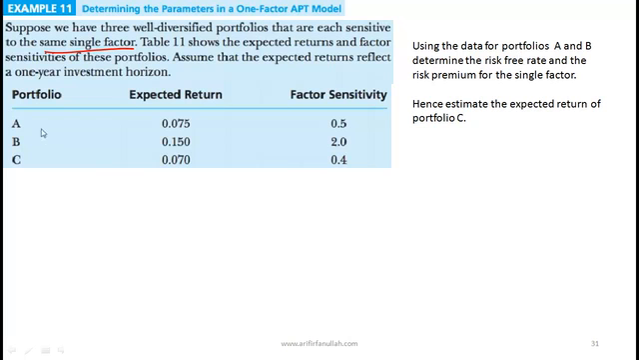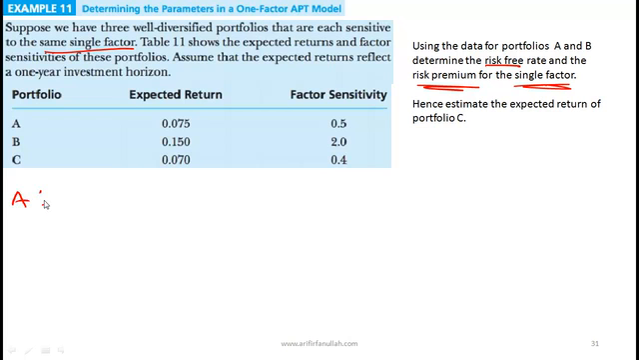Using the data for portfolio A, so we are given the betas or the sensitivities. Using A and B, determine the risk-free rate and the risk premium for the single factor. Just imagine, let's say that single factor is the market risk premium. Can you figure out that risk premium? And can you figure out the risk-free rate implied by this? Give it a shot. All this is fancy terminology, but imagine that you are just creating a CAPM-like equation. What would you have? Yeah, so you just create this.